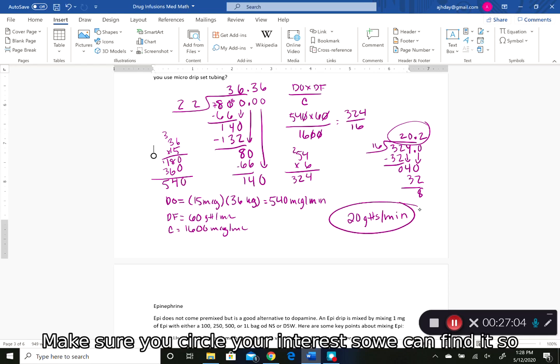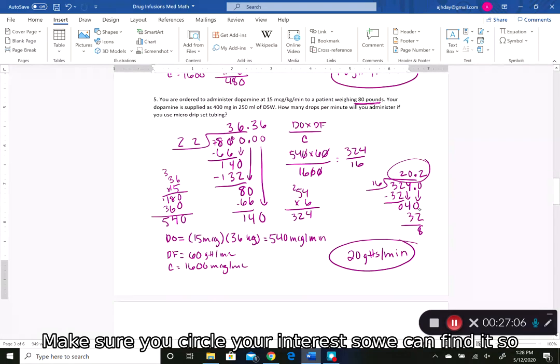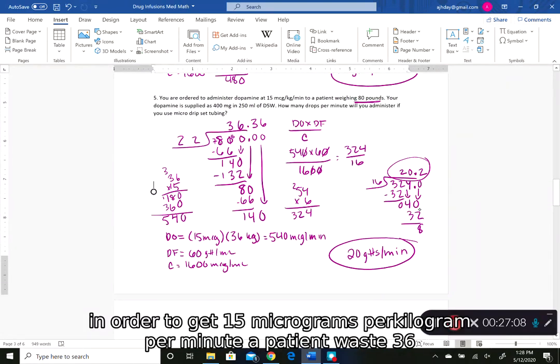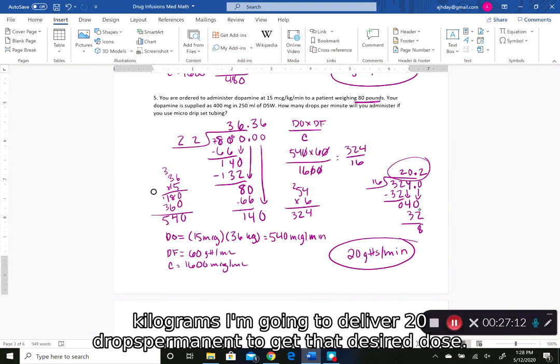Make sure you circle your answer so we can find it. So in order to get 15 micrograms per kilogram per minute, my patient weighs 36 kilograms. I'm going to deliver 20 drops per minute to get that desired dose.